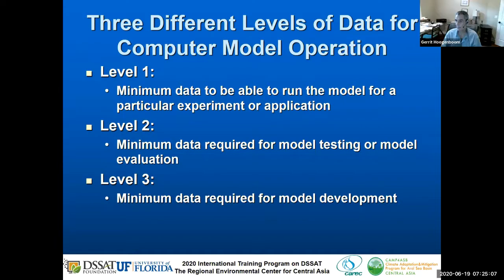And then the level 3 data would be the type of data observations required to improve a particular process in the model that we currently might not be simulating, or to actually develop a model for a crop that is currently not part of DSSAT.